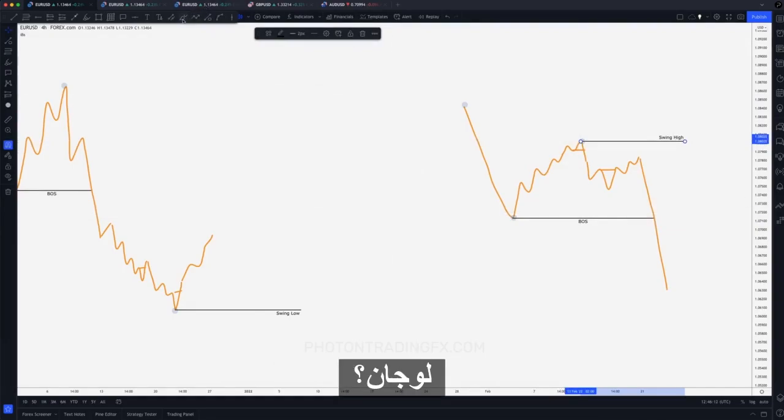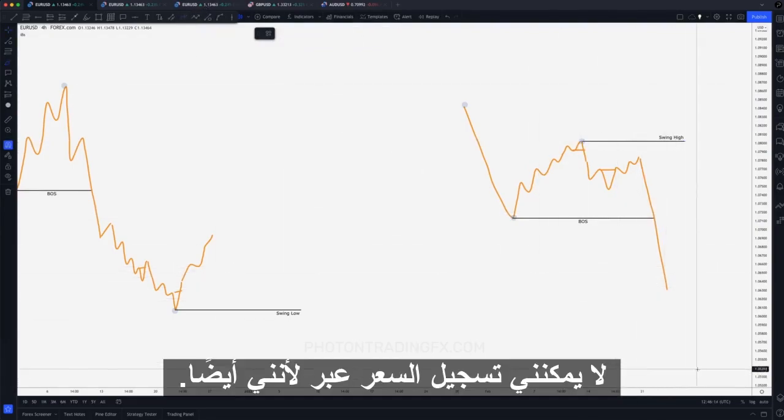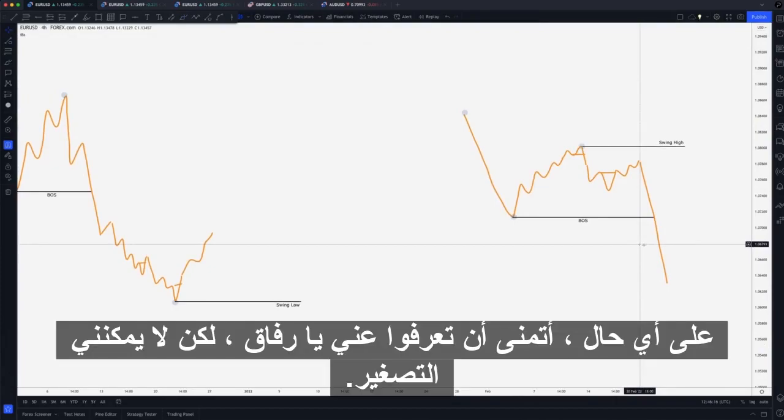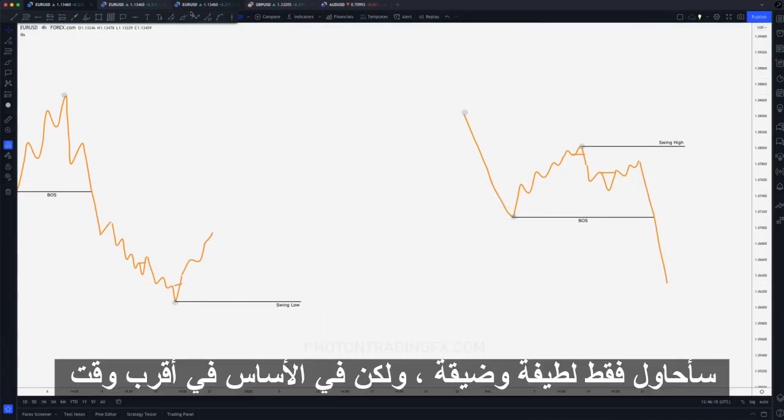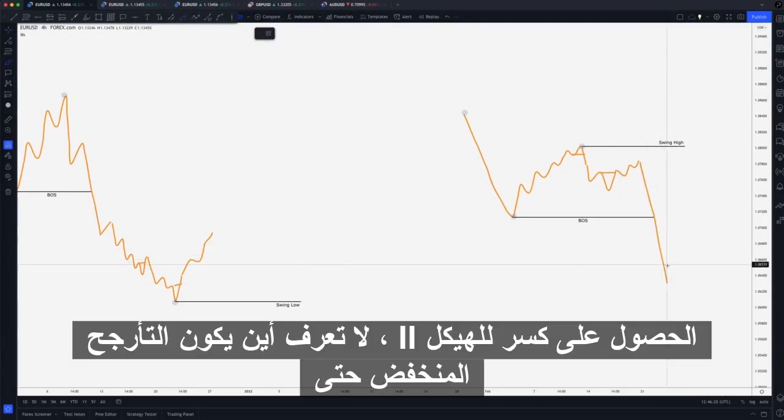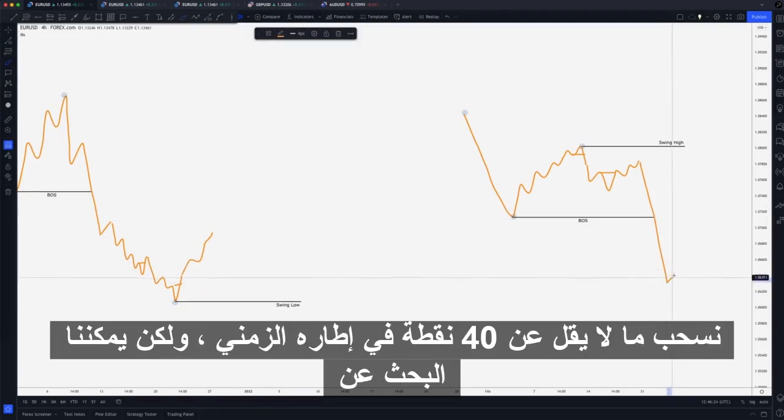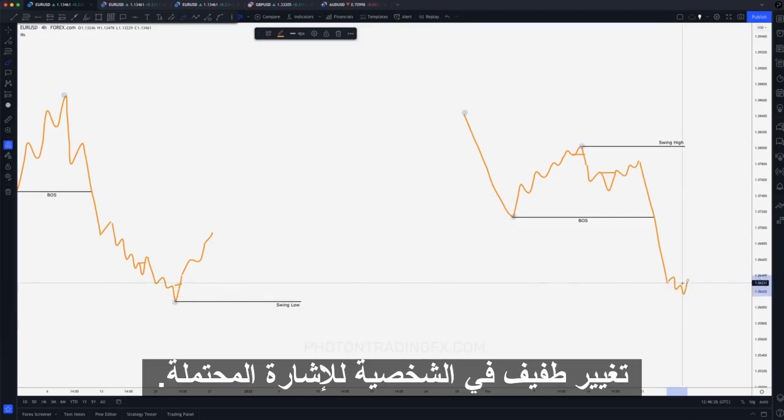Okay, now where's our swing low going to be? I can't scroll price across, and I can't zoom out, so I'm going to have to try and draw this in nice and tight. But essentially, as soon as we get the break of structure, I don't know where the swing low is until we pull back at least 40 pips on this time frame, but we can look for a little change of character to potentially signal.